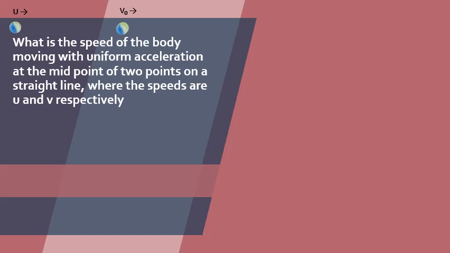At the midpoint, let the speed be v0. At the midpoint the speed is v0, initial speed is u, and final velocity is v. That means we have to take two cases, one from the starting to the midpoint, another one from the midpoint to the ending. So two cases we have to take, then you can easily calculate. First case from the initial to the midpoint, second case from the midpoint to the end point.